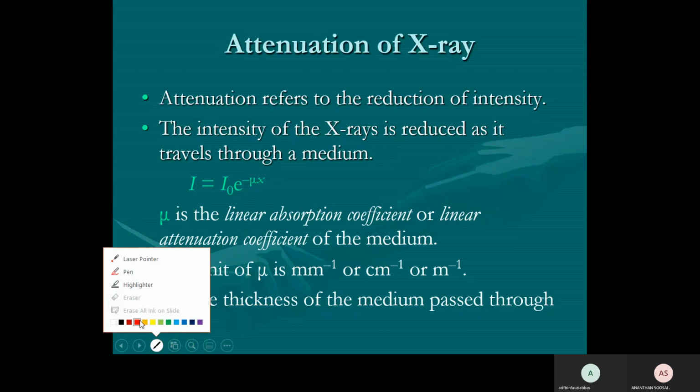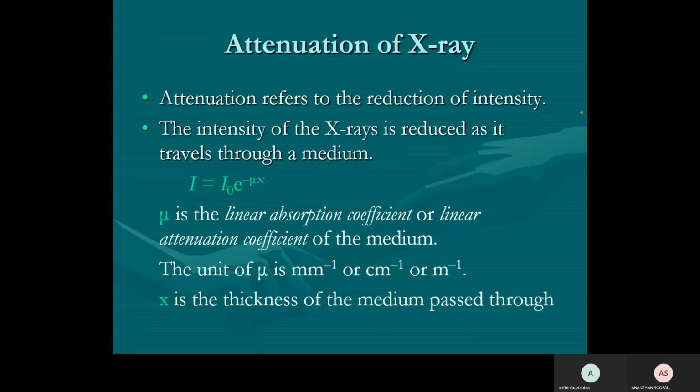So what is I? I is the intensity. Let's say this is your tissue. When the X-ray goes in, this is your I naught. After it passes through the body, when it comes out, this is your I, the intensity that remains. This x is the thickness of the tissue, how thick it is. So the thicker the tissue, the smaller the I will be. I and x are related exponentially. Exponential drop.